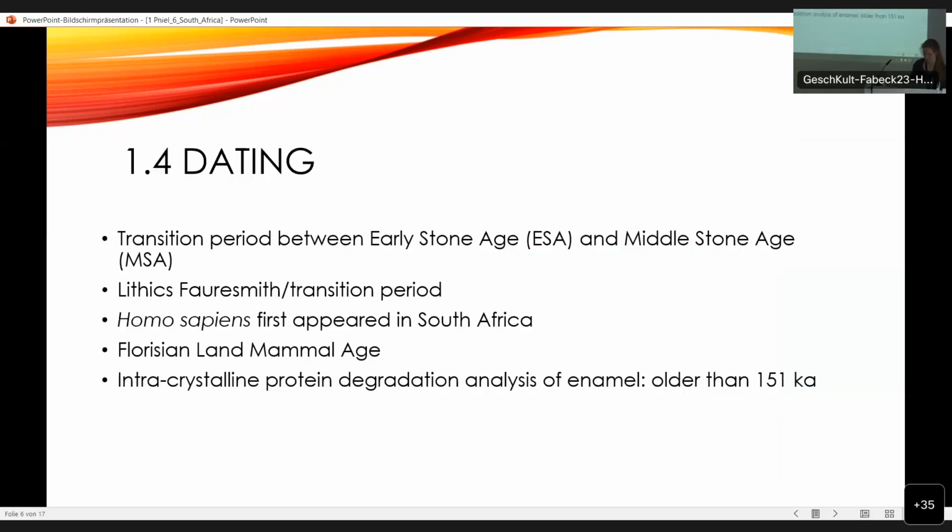The dating is a little bit complicated. We are at the transition period between the Early Stone Age and Middle Stone Age, as I already said, with the Fauresmith industry. We are in the Florisian land mammal age, which is also the time when Homo sapiens first appears in South Africa. We have one date from intracrystalline protein degradation analysis of an animal, which yielded an age older than 151 ka.